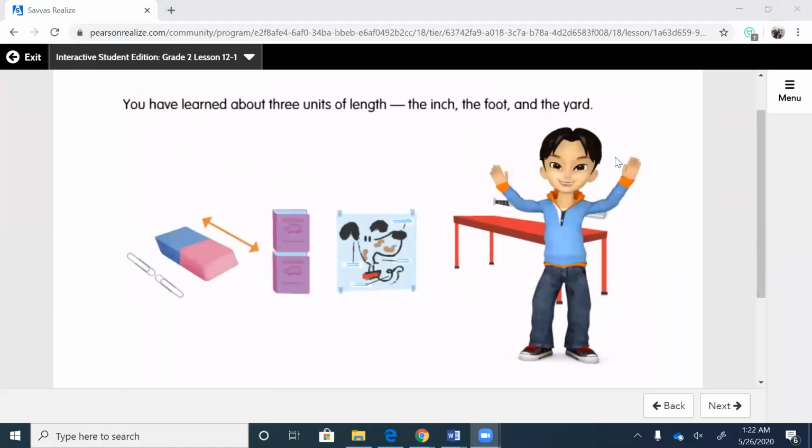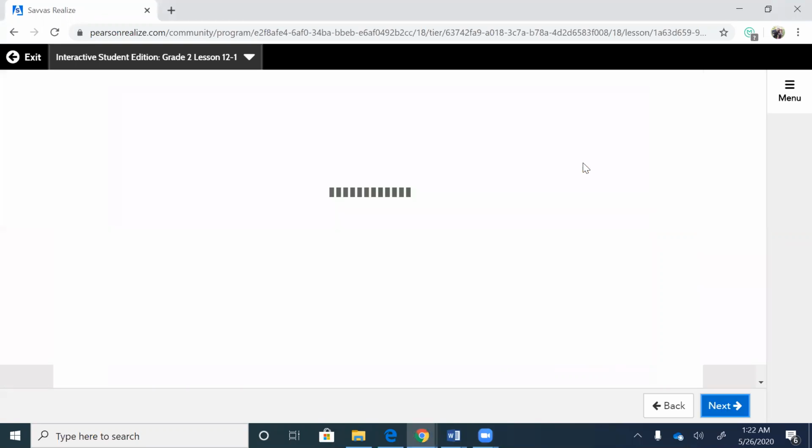All right, everyone. So we just learned 3 important units of measure: inch, foot, and yard. So your assignment for today is really focusing on the inch and the foot. But this helps us. So we know a paper clip is about 1 inch. Now, when you measure, always remember it has to be lined up end to end. Never start in the middle. That won't be a true measurement.